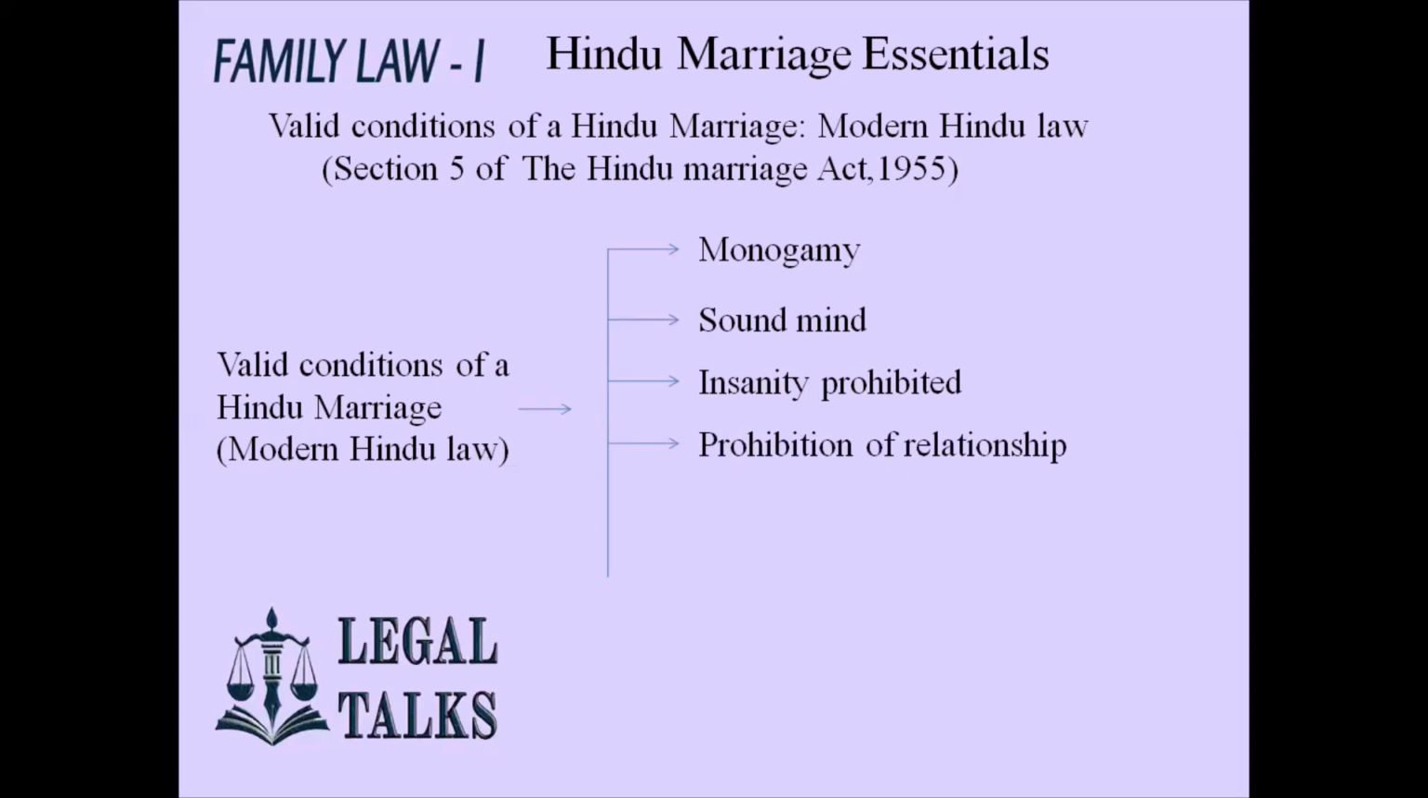Prohibition of relationship. Here he is talking about degrees of prohibited relationship. A male cannot marry a sister. Children of brothers cannot marry children of sisters. Children of brother and sister cannot be married because it is against the degrees of prohibited relationship.